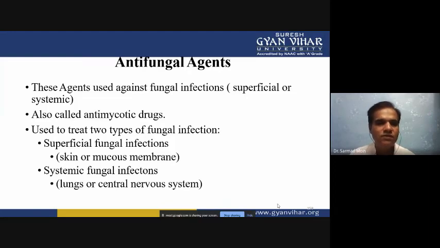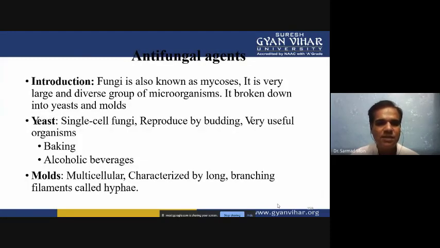So these two types of fungal infection are there. Fungi, also known as mycosis, are a very large and diverse group of microorganisms. They are broken down into yeasts and molds. Yeast is a single-cell fungus reproduced by budding and is a very useful organism in the baking and alcohol production industries. Mold is multicellular, characterized by long branching filaments called hyphae.